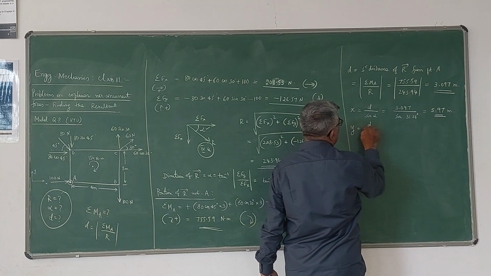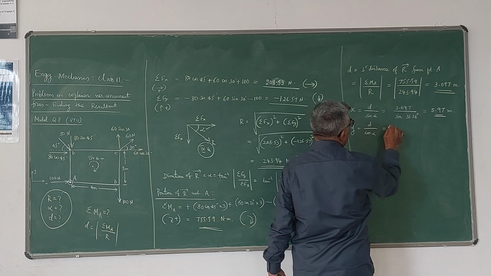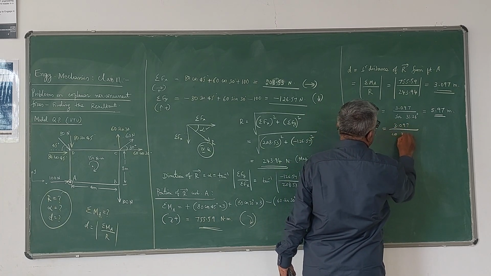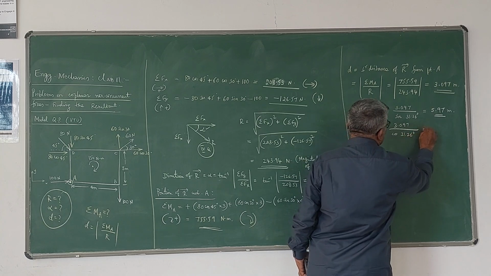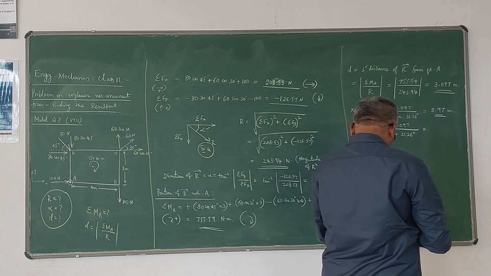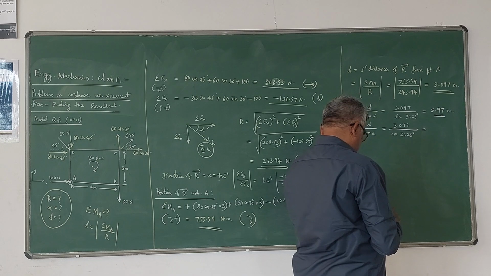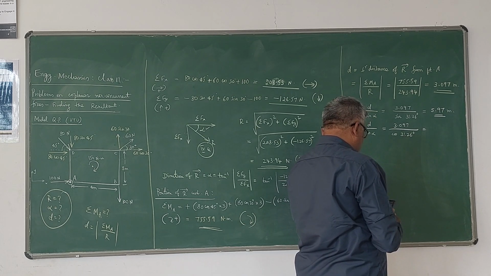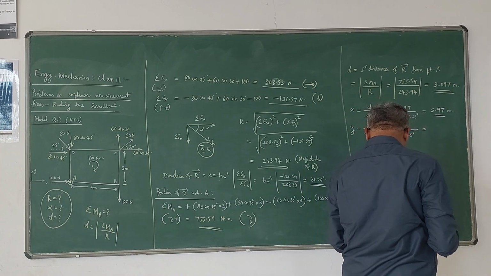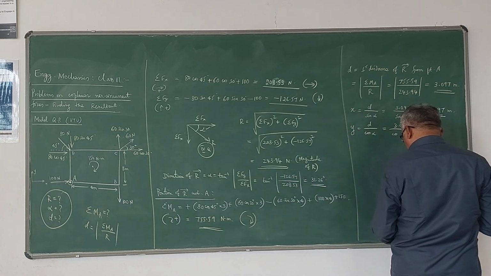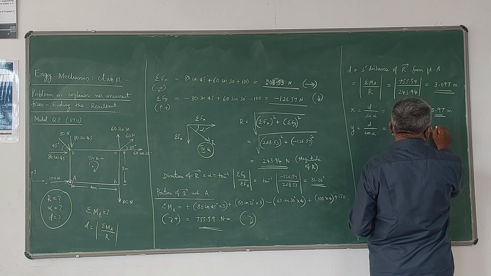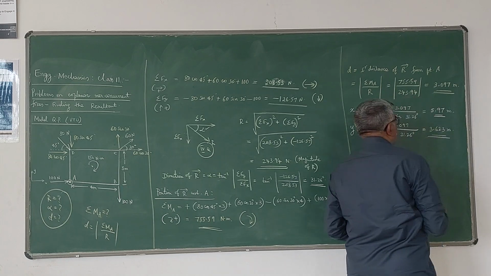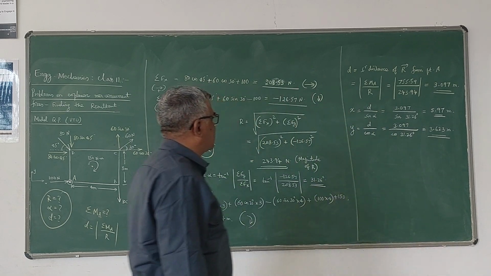The y-intercept is d by cos alpha. So 3.097 divided by cos of 31.26 degrees, which is 3.623 meters. So these are the x and y intercepts.